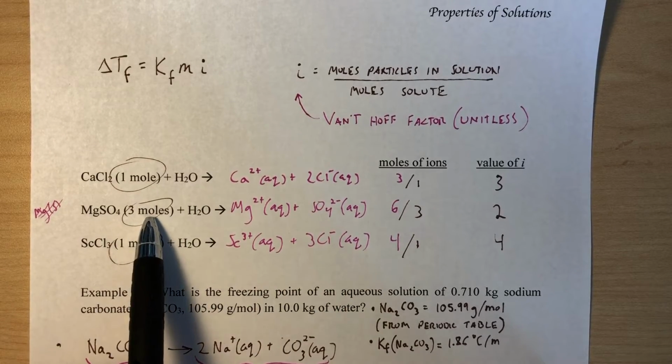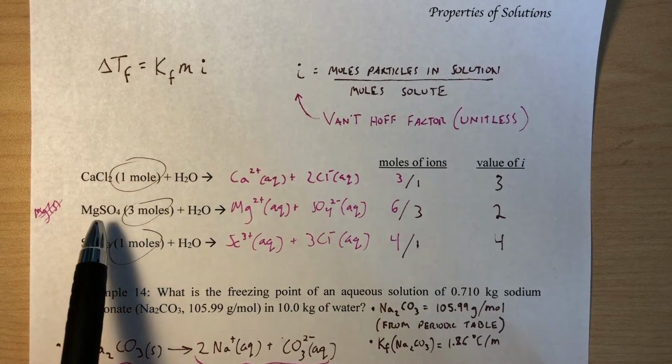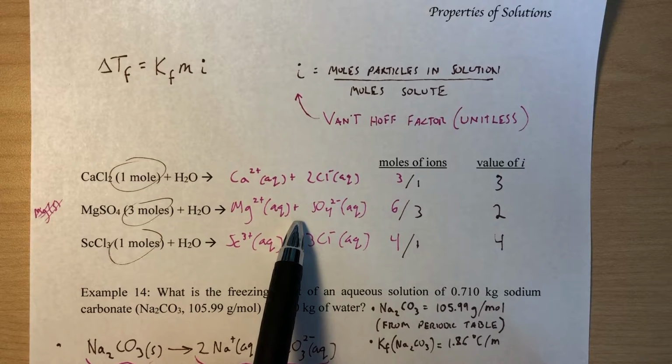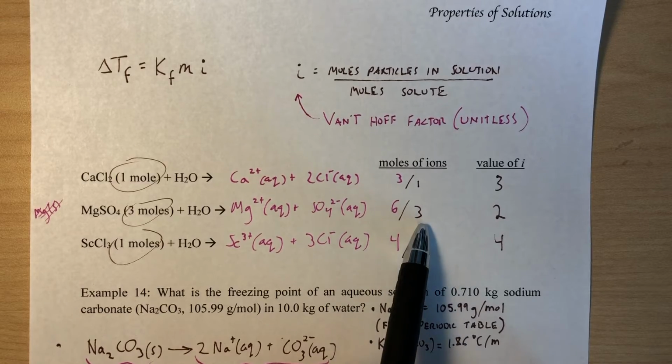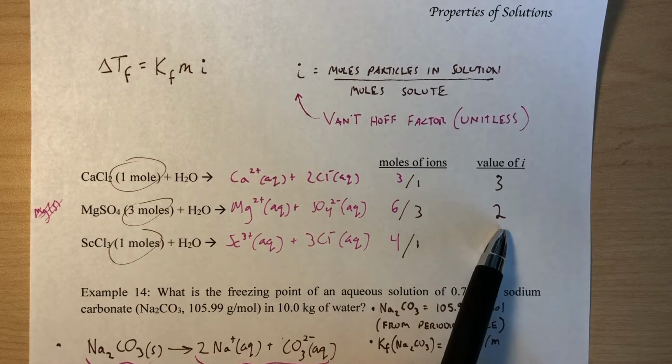If we have 3 moles, we have a total of 6 ions in solution, because for every 1 mole of magnesium sulfate, we have 2 total moles of ions in solution. So it gives us a total of 6 moles of ions in solution divided by 3 moles of solute, which provides us a Van't Hoff factor i of 2.